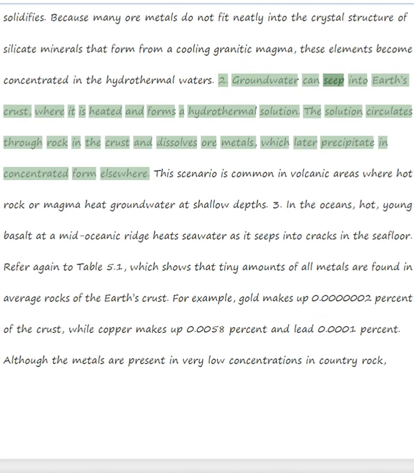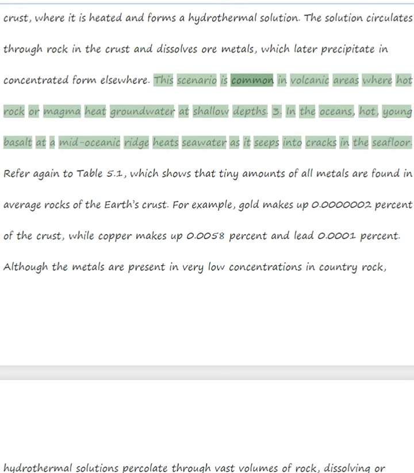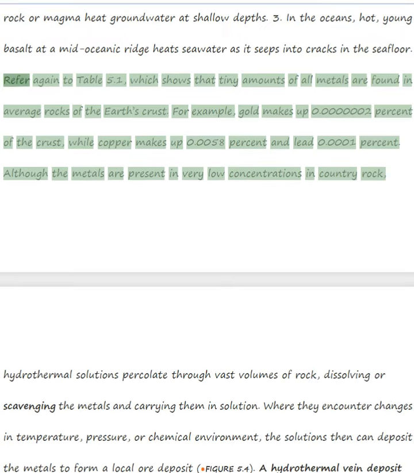2. Groundwater can seep into Earth's crust, where it is heated and forms a hydrothermal solution. The solution circulates through rock in the crust and dissolves ore metals, which later precipitate in concentrated form elsewhere. This scenario is common in volcanic areas where hot rock or magma heat groundwater at shallow depths. 3. In the oceans, hot, young basalt at a mid-oceanic ridge heats seawater as it seeps into cracks in the seafloor.